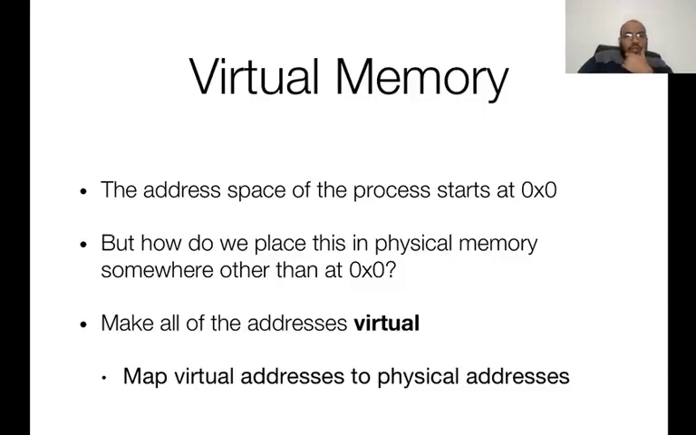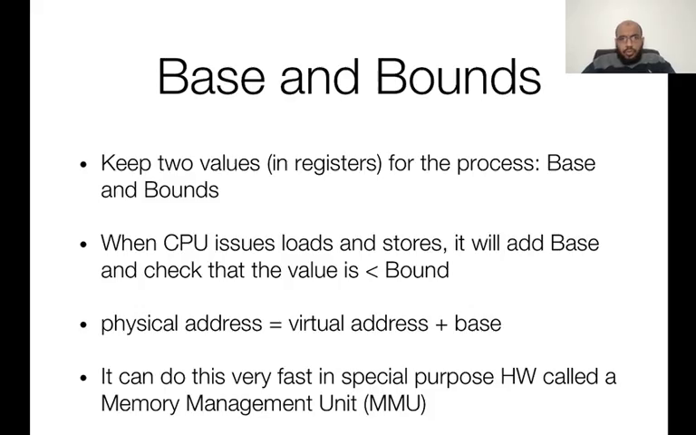So now let us look at one possible solution to mapping virtual memory to physical addresses. We actually talked about this a bit in the beginning of the course using base and bounds registers, where you keep two values in registers for the process, a base and a bound value. When the CPU issues loads and stores, it will add the base and check if that value is less than the bound.